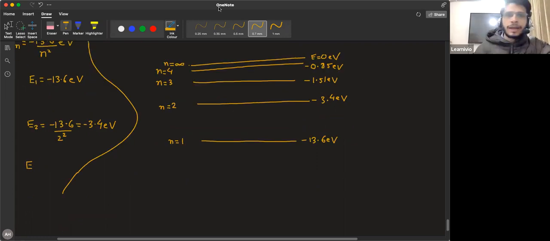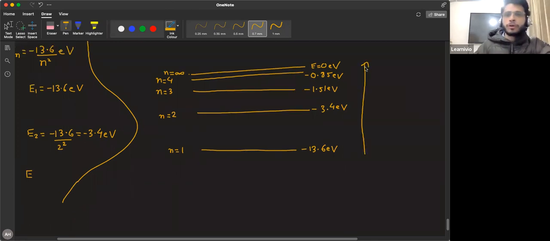Now let's see some characteristics of energy level diagrams. When we are going to a higher energy level, what's happening with energy? Is energy increasing or decreasing? As we go up, from n equal to 1 to n equal to infinity, energy is increasing. It's getting less negative, right? So when you go to a higher energy level, energy increases. That's the first point.